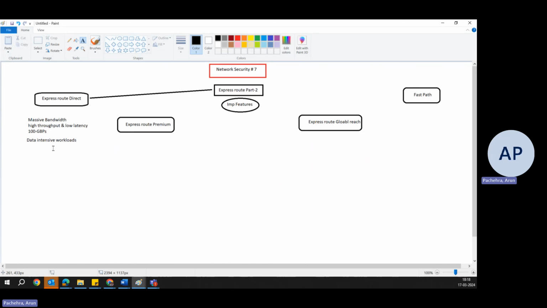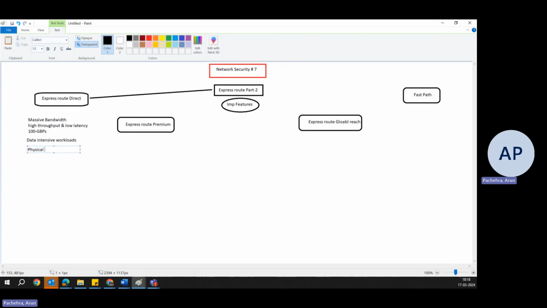What are the data-intensive workloads? Things like big data analytics, media content transfer, or high performance computing scenarios where the standard Express Route bandwidth capacities are insufficient. So this is Express Route Direct, used for high bandwidth requirements and low latency. And the most important part is the physical isolation, because Express Route Direct offers a physically isolated connection to Azure, which is a key requirement for industries governed by strict regulatory standards. This isolation ensures that sensitive data is not commingled with the traffic from other organizations.